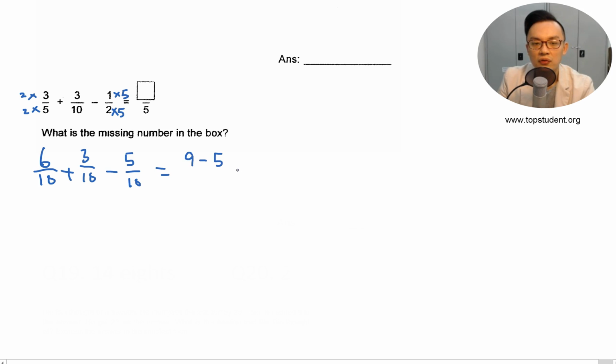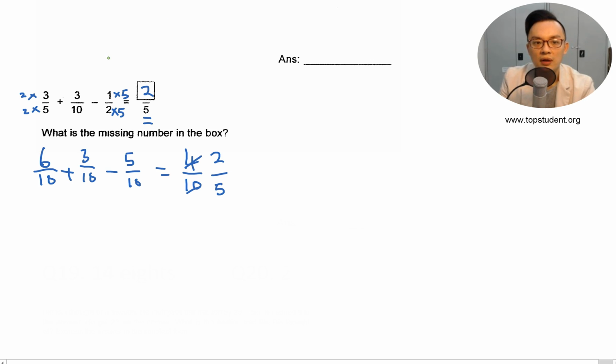Minus 5, so that is 9 minus 5 is 4, right? So the answer is 4 over 10. But the answer provided has a denominator of 5, so I need to simplify this. Divide by 2, 4 becomes 2, divide by 2, 10 becomes 5. So it's 2 over 5. So the missing answer is 2.